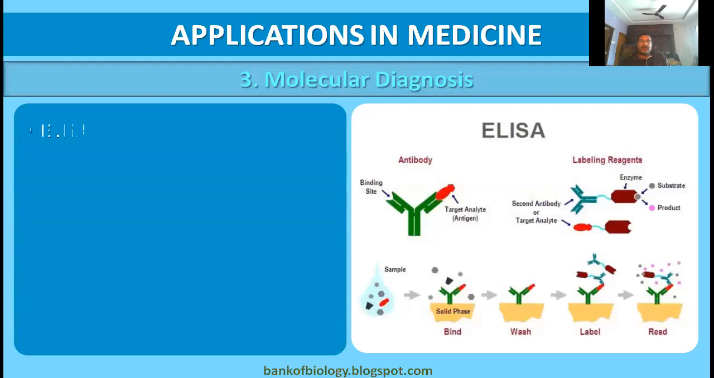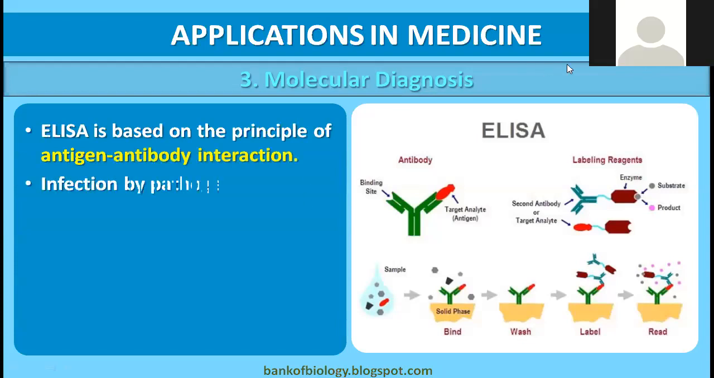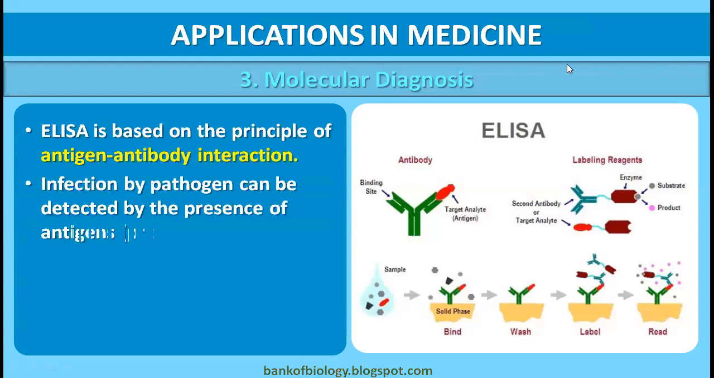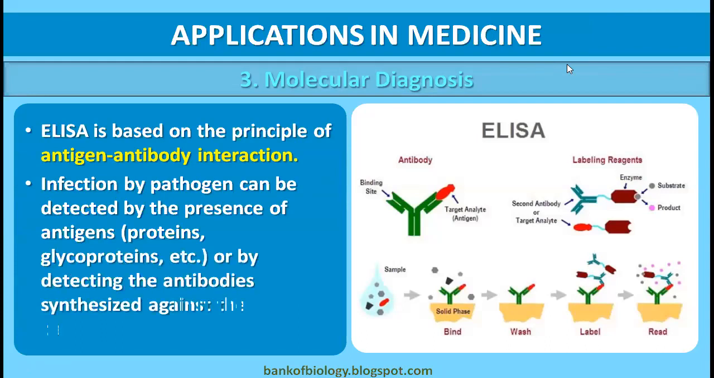Let's come to ELISA. The molecular diagnosis, ELISA, is based on the principle of antigen and antibody interaction. What do you say this as? Enzyme-linked immunosorbent assay. ELISA is based on the principle of antigen and antibody interaction. Infection by a pathogen can be detected by the presence of antigens, proteins, glycoproteins, or by detecting the antibodies synthesized against the pathogen.